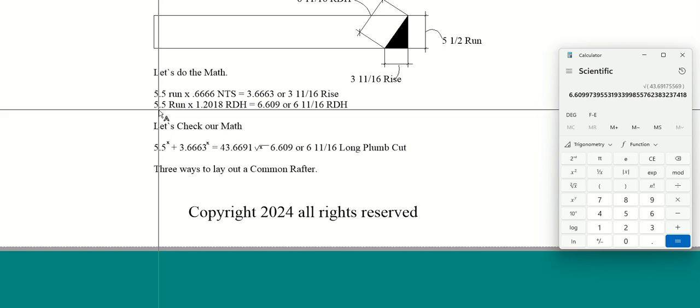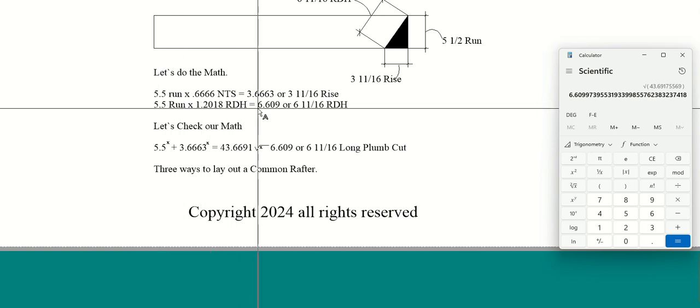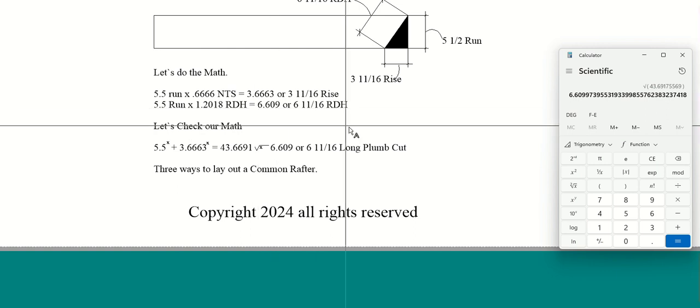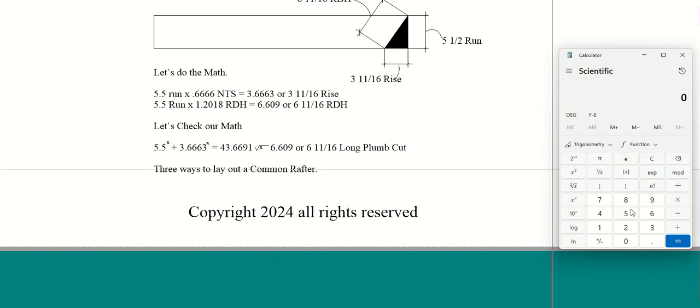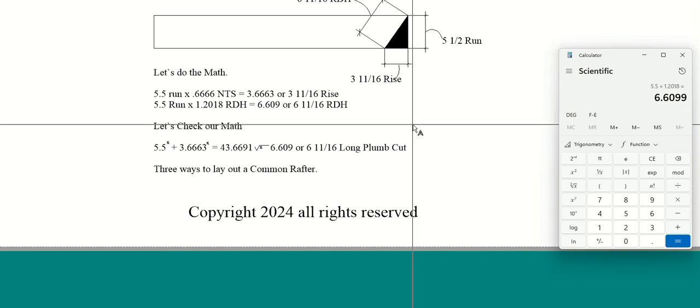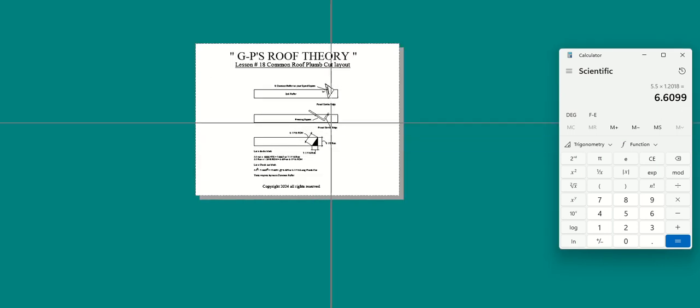Same scenario up here, 5.5 run times 1.2018 equals 6.6099. So 5.5 times the 1.2018 RDH equals 6.6099. So 3 easy ways to lay out.